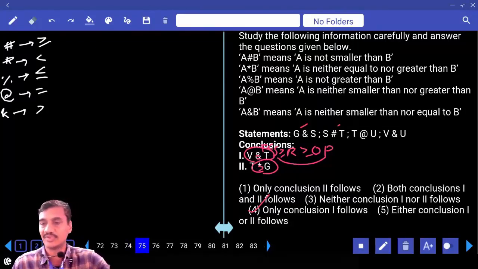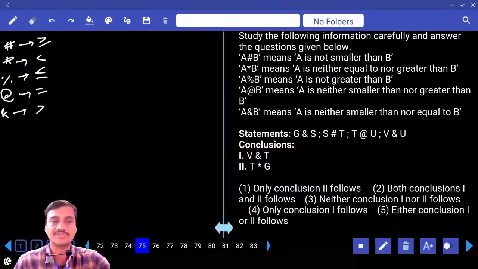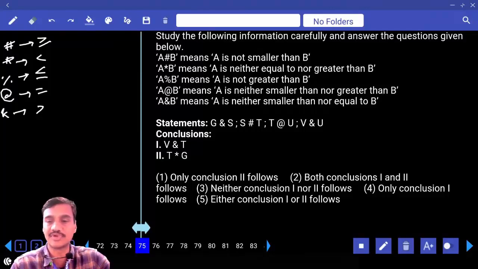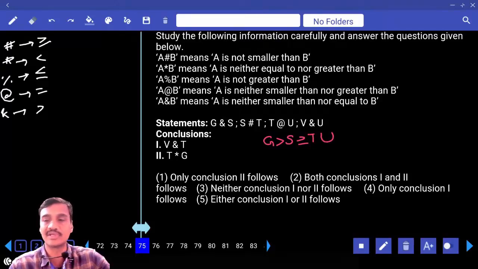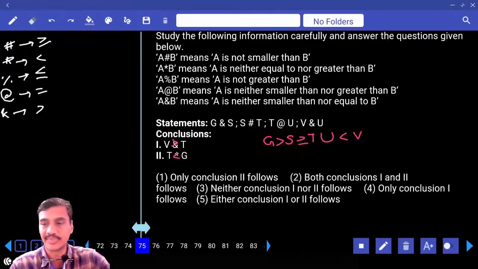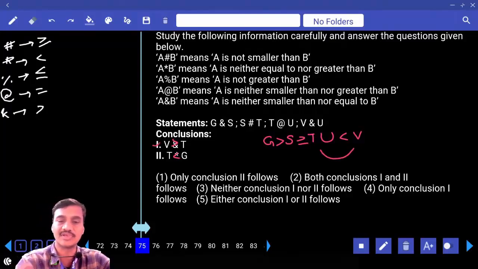Then 75. Now in this 75, G and S. How to represent this one? G and S: N stands for G greater than S. And next one, S hash means S greater than or equals to T. And T at the rate of means T equals to U. And V greater than U, U lesser than V. End stands for greater than, and star stands for lesser than. V greater than T, so T lesser than V, V greater than T.